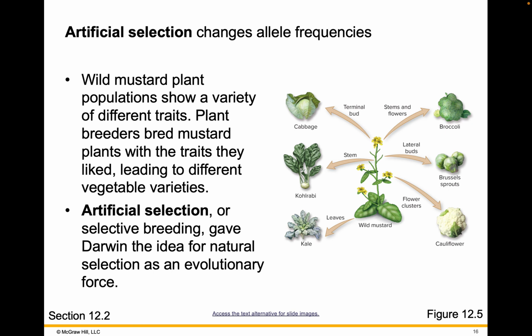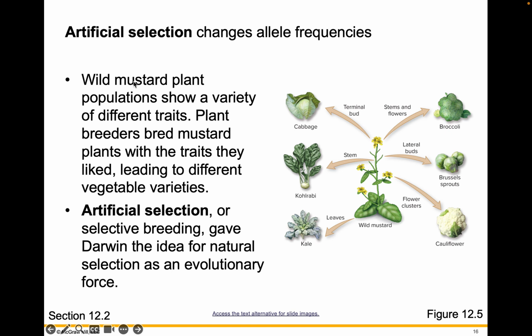All right, artificial selection is also changes in allele frequencies. However, artificial selection happens when humans are controlling the breeding. So it's like natural selection, but humans control which individuals have reproductive success and which do not.